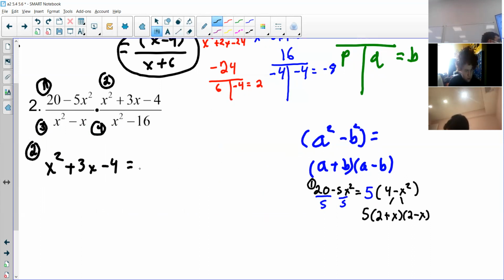Good. So here we're gonna have a situation where it's negative 4. What multiplies to negative 4 that adds to 3? And it's going to be 4 and negative 1 because you're multiplying to negative 4, but you're adding to positive 1.